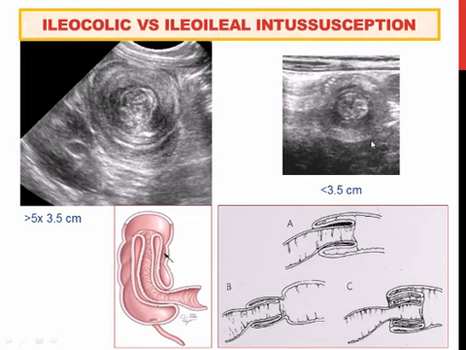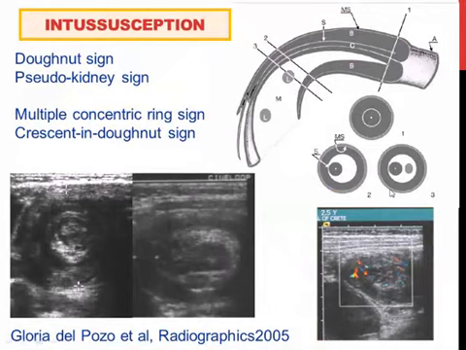While ileoileal intussusceptions are managed differently, they can be managed conservatively, they can resolve spontaneously, and they measure less than 3.5 centimeters in all diameters. The other thing that I want to point out is that you should forget about the donut and the pseudokidney sign as being indicative but not specific for intussusception.